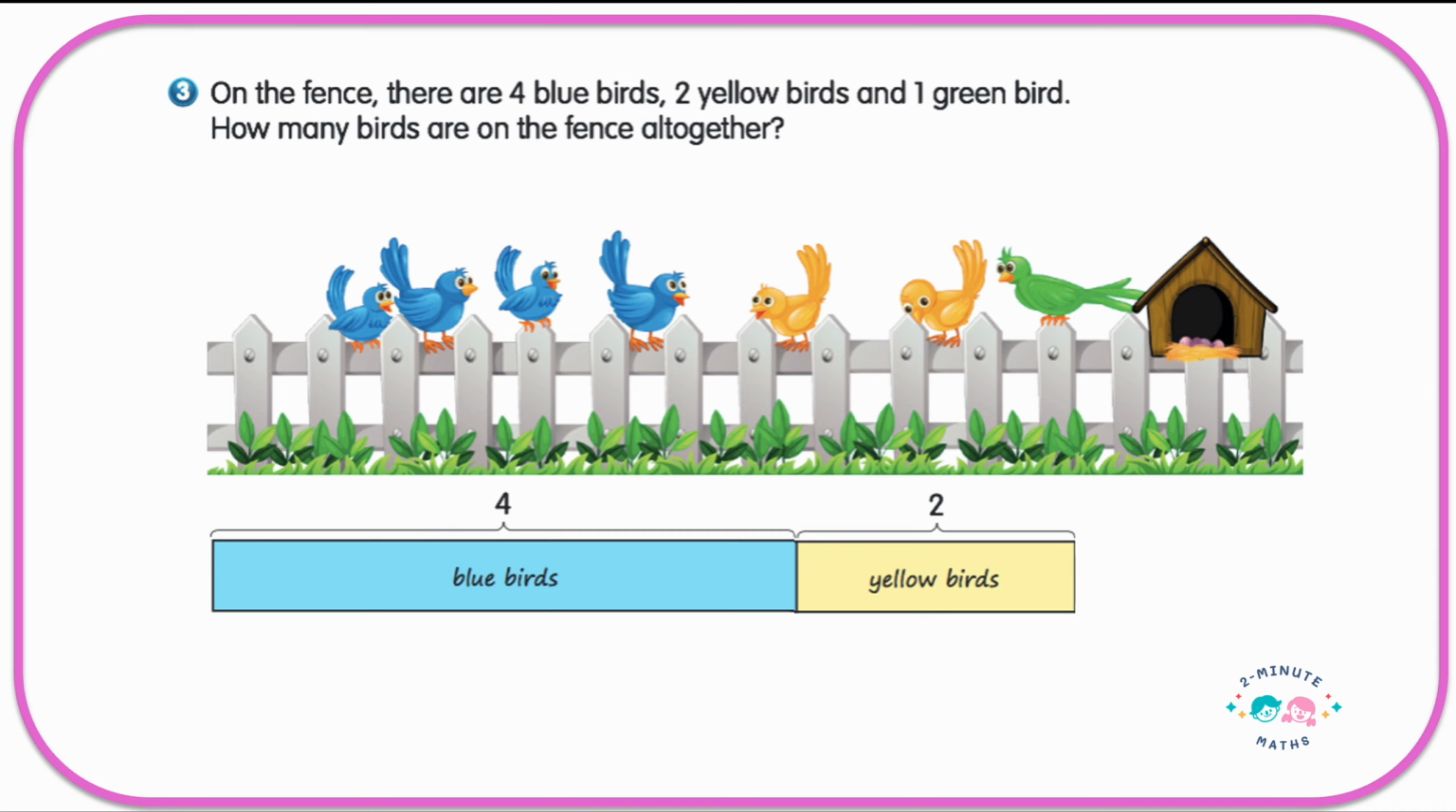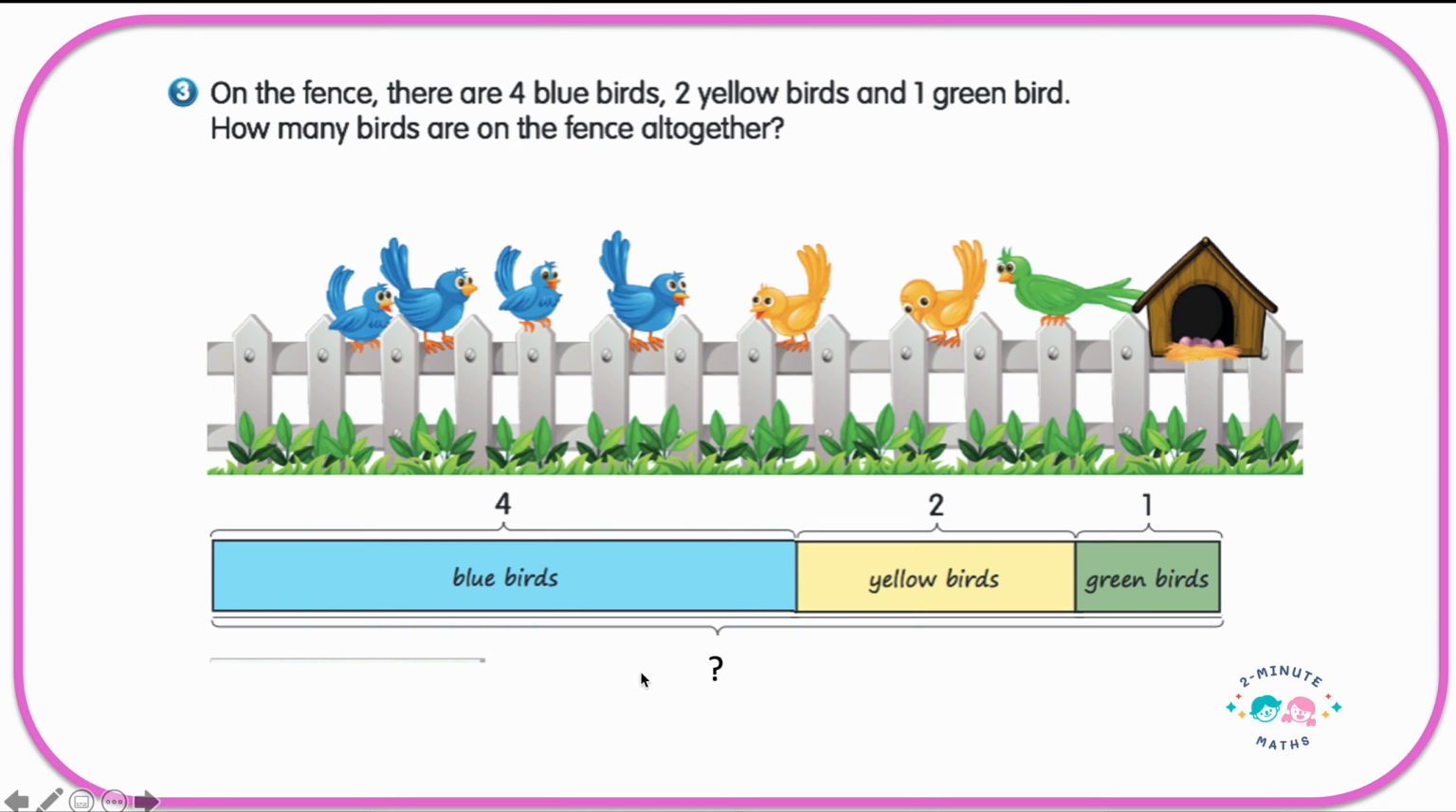And then the last part of the sentence is "and 1 green bird." So we draw another rectangle labeled 1, and this will be our green bird. Then the last sentence goes: how many birds are on the fence altogether? That is a question, so we put a question mark and label what is being asked. So how many birds are there on the fence altogether? We label from one end of the blue birds to the other end of the green birds.